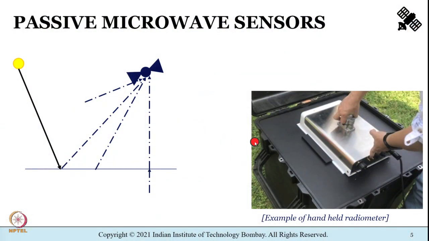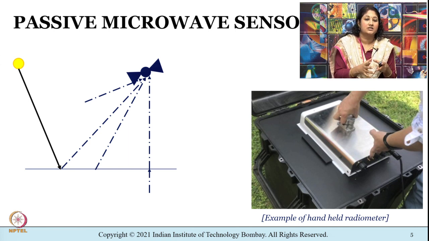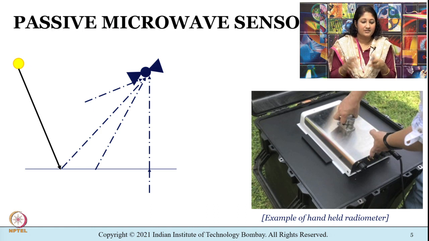Shown here towards your right side is the example of a handheld radiometer. This does not mean that all the radiometers are of the standard size, no. There exist radiometers which are huge and heavy, that they need to be mounted on trucks, that is truck mounted. This is just one example.